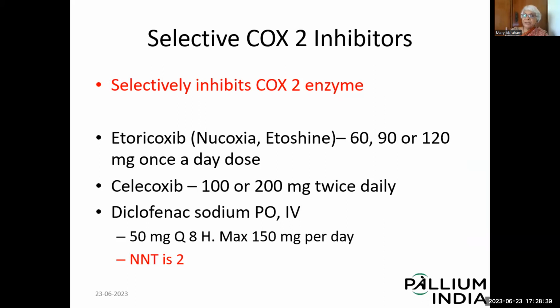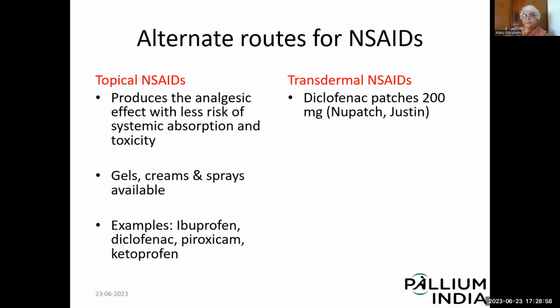Diclofenac sodium is functionally like a COX-2 inhibitor because it does not have the adverse gastric effects. So it is given in a dose of 50 mg every 8 hours, a maximum of 150 mg per day. Its NNT is very good. It's 2, just like Brufen. That means it's a very good analgesic.